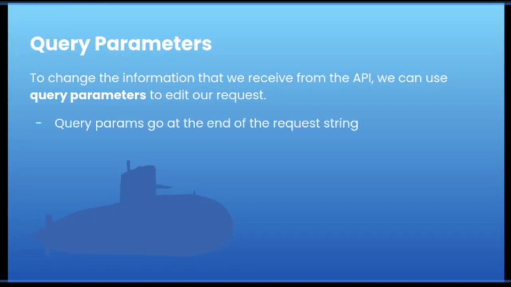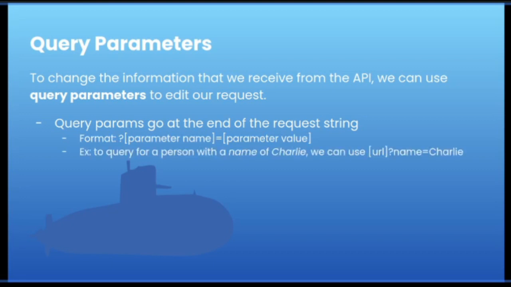So query parameters go at the end of the request string, and they look something like this. After the URL, you'll get a question mark, your parameter name equals parameter value. For example, to query for a person with a name of Charlie, we can use something like this, where you have the URL, question mark, name equals Charlie.